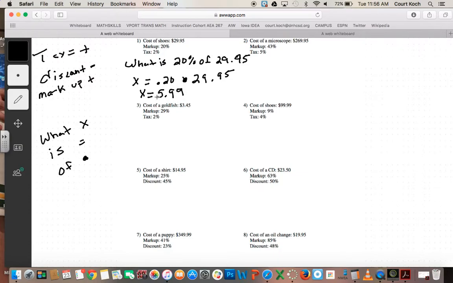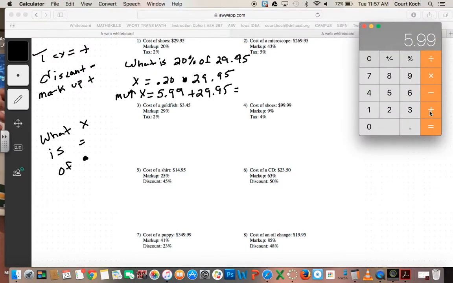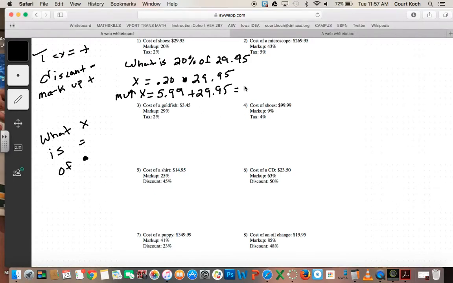So $5.99 is the markup. I need to add this to the original price, and $29.95 plus $5.99 is $35.94. But I'm not done yet. This particular problem has a tax. A tax is something you pay after the price.